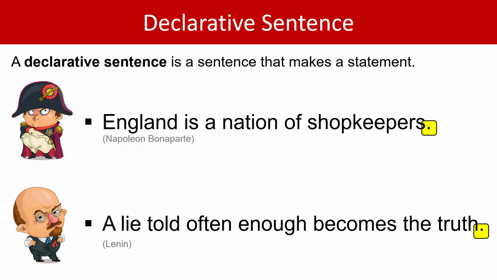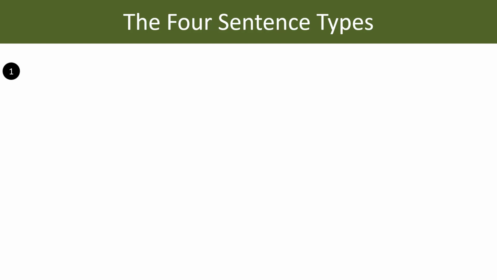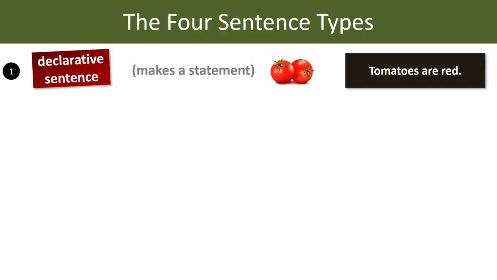Now is a good time to talk about the 4 sentence types. So the one that we've just covered is a declarative sentence. And that makes a statement. So tomatoes are red. That is a statement. There are 3 other types of sentence, and we have videos and lessons on those too. For a comparison with a declarative sentence, let's look at them.